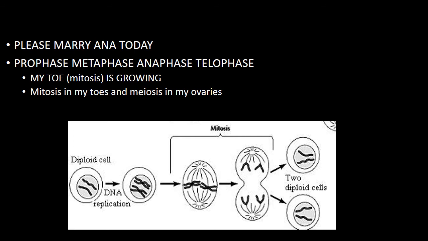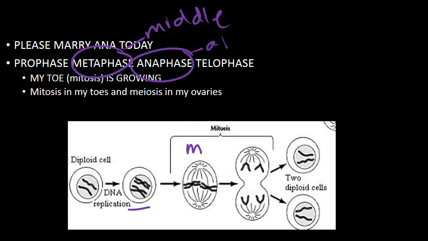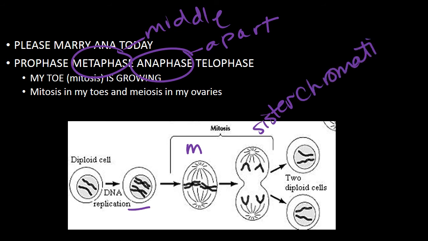So for mitosis, I start with a diploid cell. So it's got a mom and dad copy. I go through DNA replication. They actually make the little X shapes. And then I go through the parts of mitosis. So this is going to be meta. Remember, meta, middle. So all of my chromosomes line up in the middle. Then we go to anaphase. My chromosomes get pulled apart. My sister chromatids are getting pulled apart. And then in the very last part, in telophase and cytokinesis, I get two cells, and they are identical.